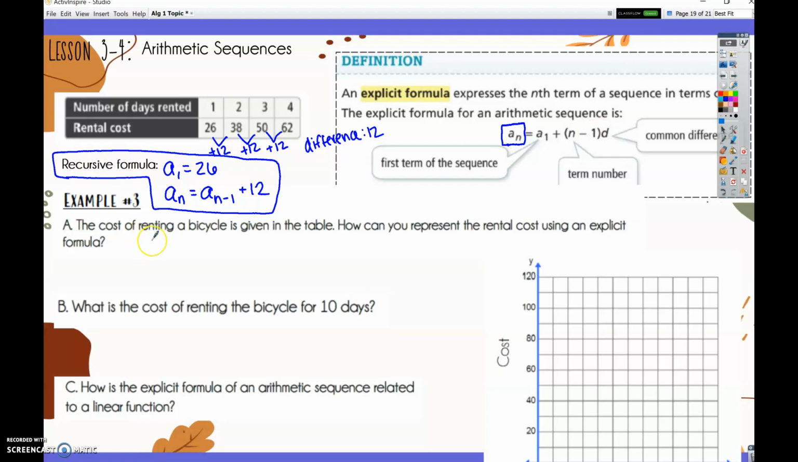Let's look at our table up here. Let's say I didn't know how much it cost to rent for 4 days. This one says I would take my first day's rental cost, which is 26, plus n minus 1, 4 days minus 1, times my difference, which is 12. By completing the math, I'd have 26 plus 3 times 12, and that's 26 plus 36, and that would give me 62.